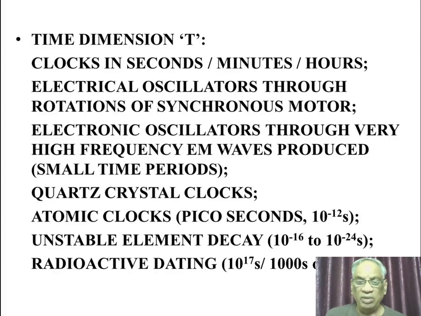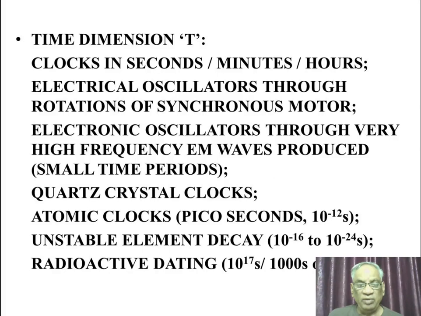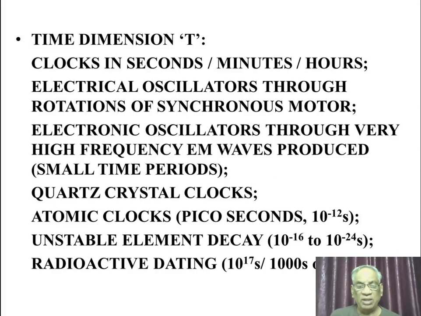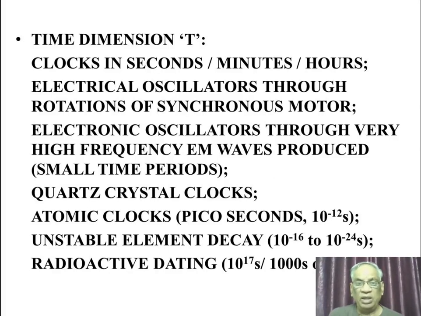And we know that nuclear materials, some unstable elements, immediately decay, and they have decay times of different lengths. So very short times can be measured using the unstable element decay method, that is 10 to the power minus 16 to 10 to the power minus 24 seconds. Time measurements can be done using the unstable nuclear element decays.